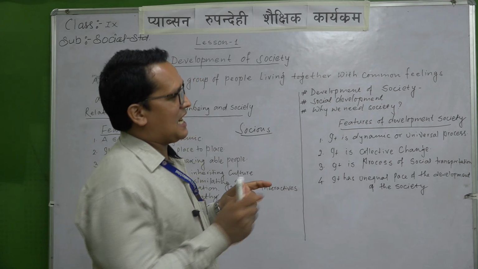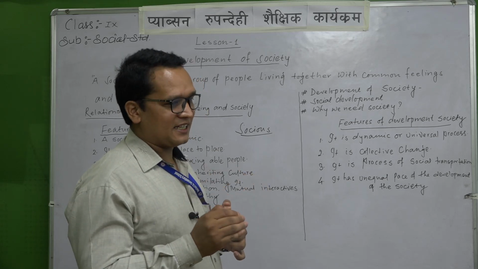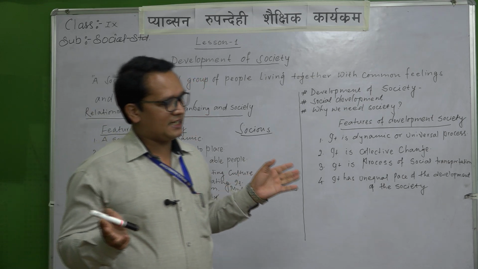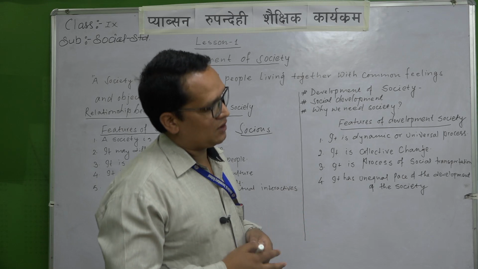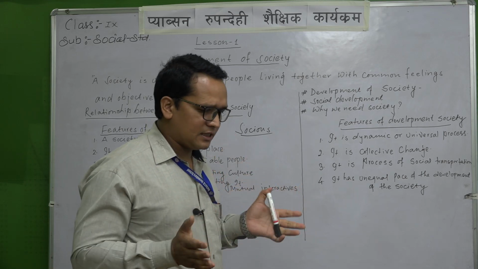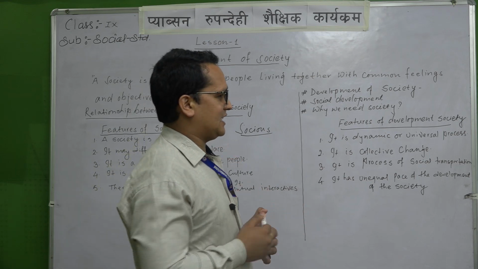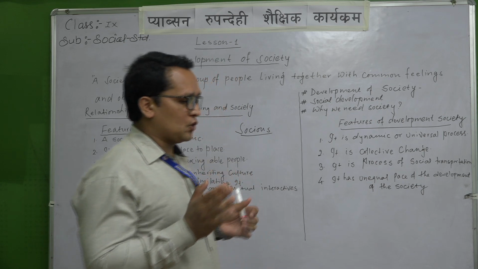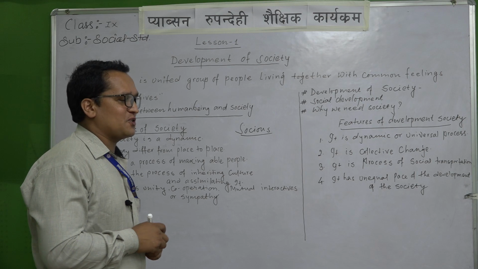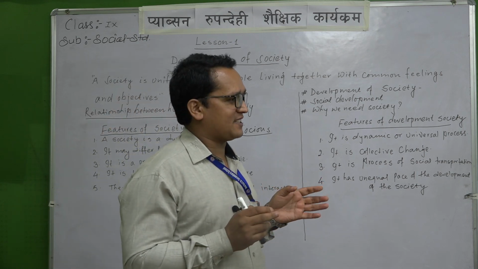Society is dynamic means it is changeable. Day by day, society is being changed. Previously the society was different, nowadays the society is different, and it is sure that in future also the society will be different. So it is dynamic. It may differ from place to place. Society may differ from place to place.